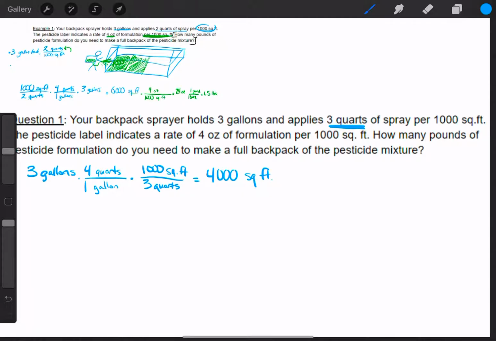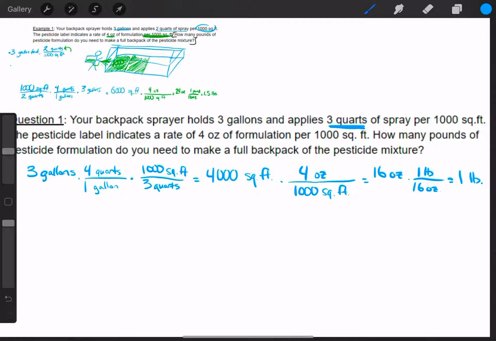And now I need to multiply that by my pesticide application rate, which is for every 1,000 square feet, I should be applying 4 ounces. It gives me 16 ounces. And again, converting that into pounds, essentially we're just dividing by 16, but does actually give us exactly 1 pound.